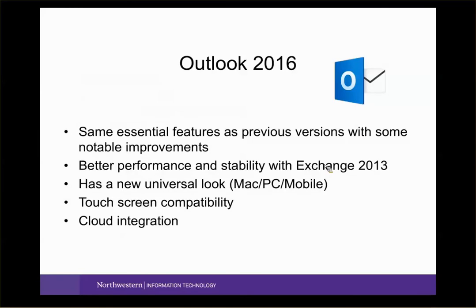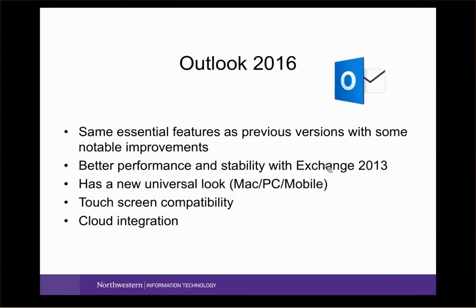This is one of the wonderful times in Microsoft's products life cycles where the year of the product matches the current year. So it's good that we're able to offer it for Northwestern. It has the same essential features as previous versions, but it has some notable improvements, which we'll go over. The big improvement would be performance and stability with Exchange 2013. So Exchange is the mail system that we run here at Northwestern, also known as the Collaboration Services group.